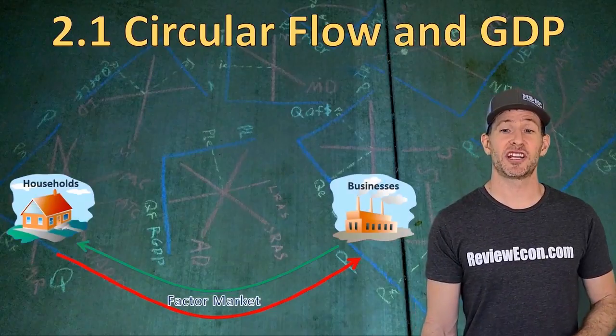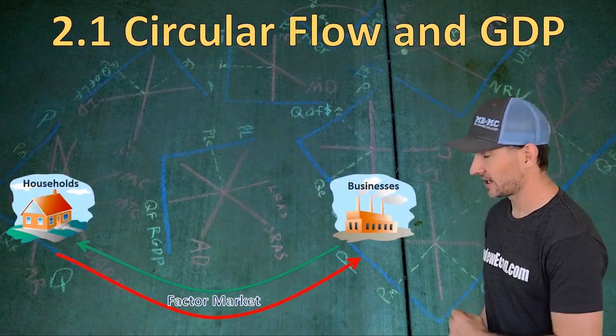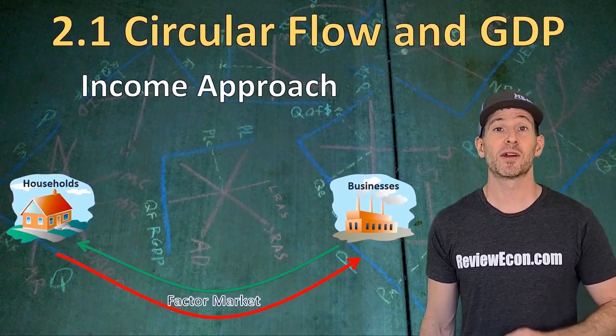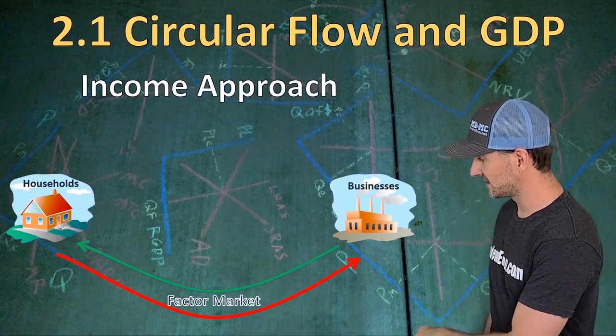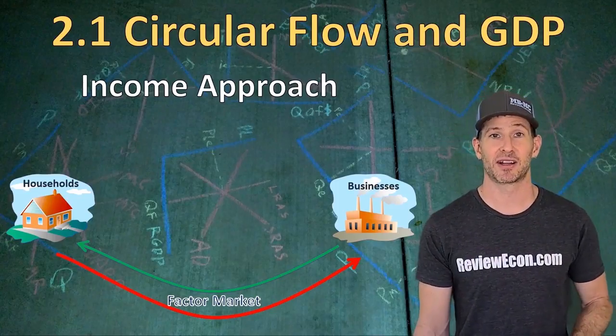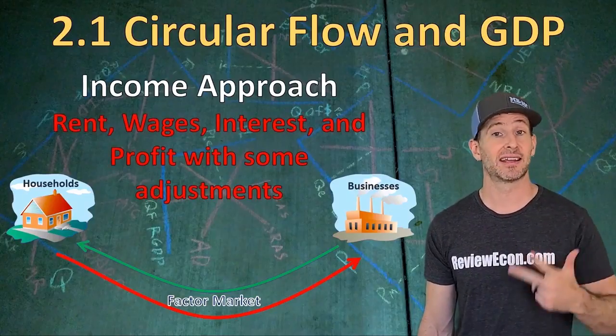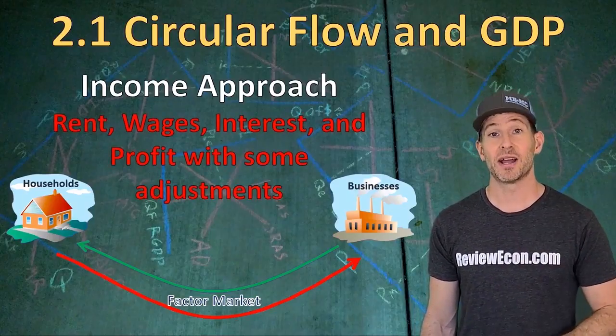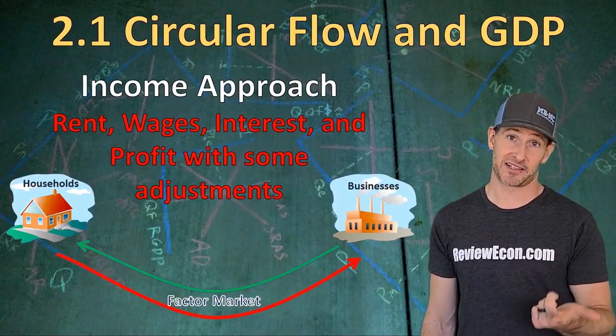Another way of calculating GDP focuses on the factor market. It's called the income approach. Here we are looking at the money that goes from businesses to households in the factor market. That's rents, wages, interest, and profit, with some minor adjustments like taxes and depreciation.